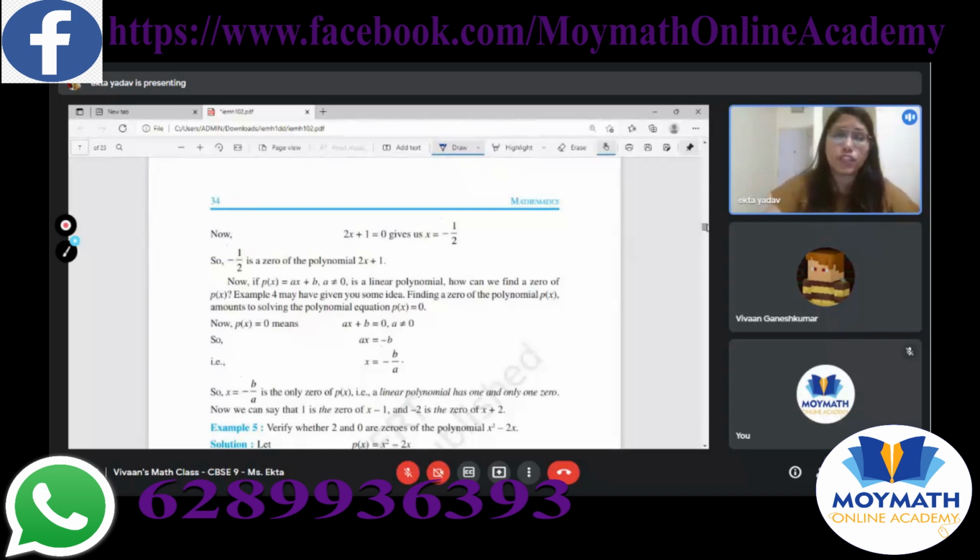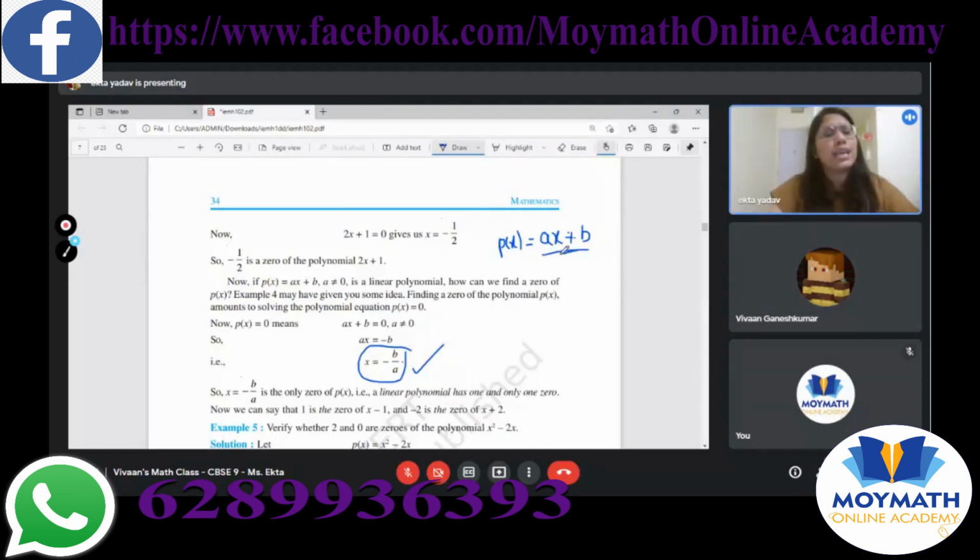So they have given you a general formula. If your polynomial is in this form, ax plus b, it is a linear polynomial because the power is 1 and it is in the form of ax plus b. Then, if your p(x) is this, you can directly find the 0 by the formula. Your 0 will be minus b by a.